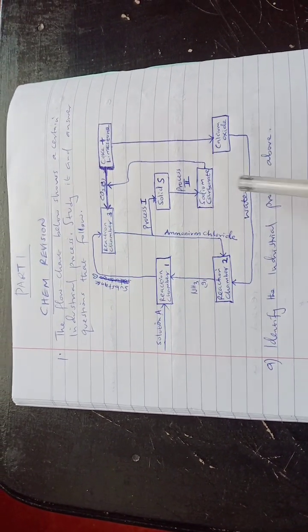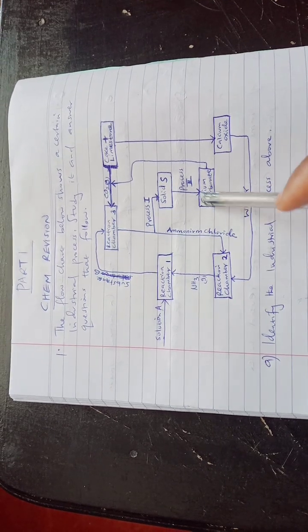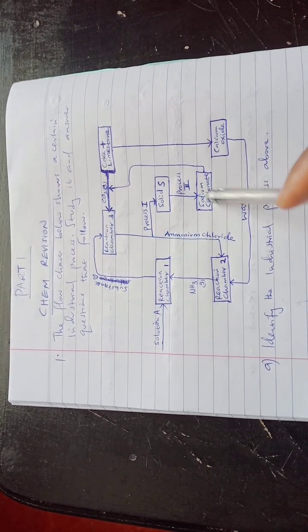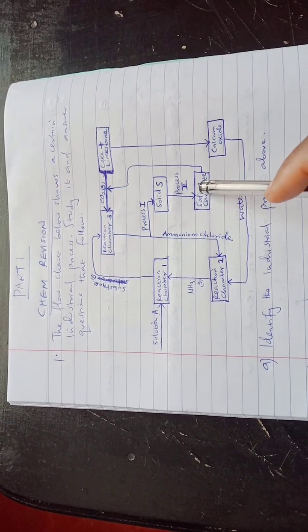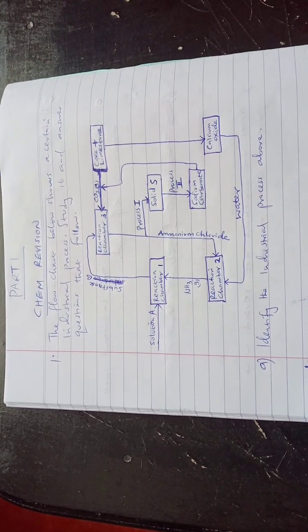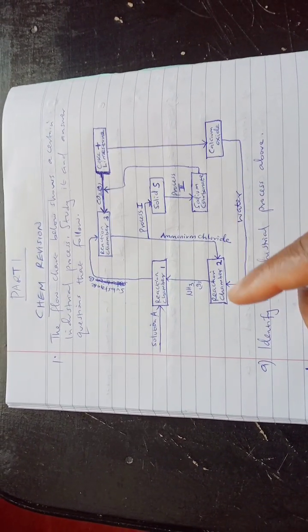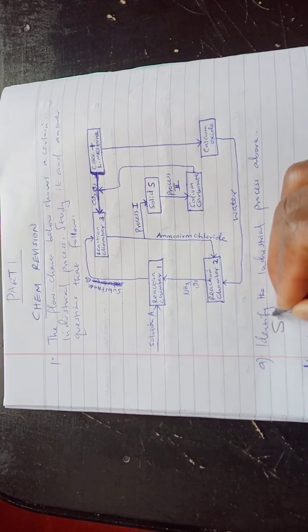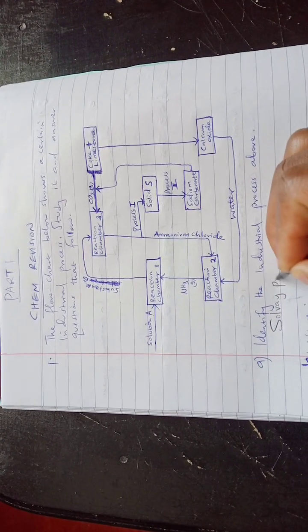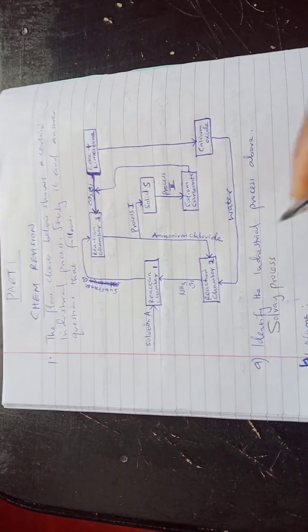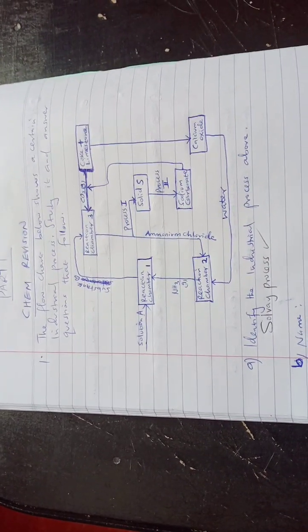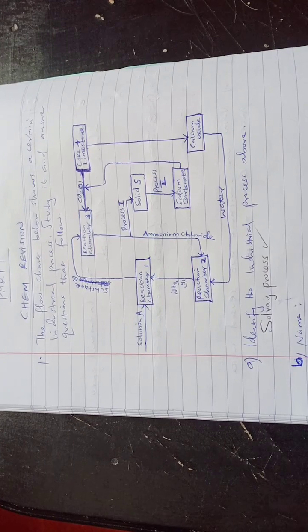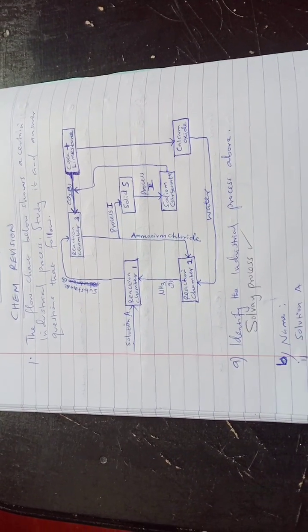If you look at this process, at the end of the day, you're actually getting what? You're producing sodium carbonate. So this industrial process is what we did in Form 2, carbon and its compounds. So the process is Solvay process. So this is the correct answer. The industrial process is Solvay process. Then you go to the next part.